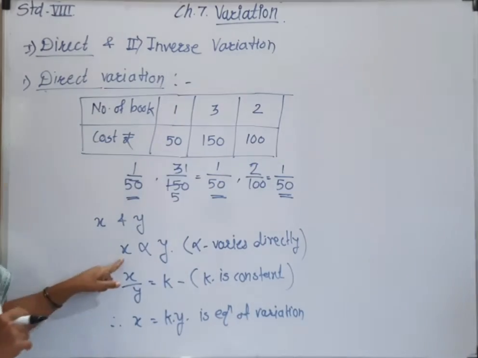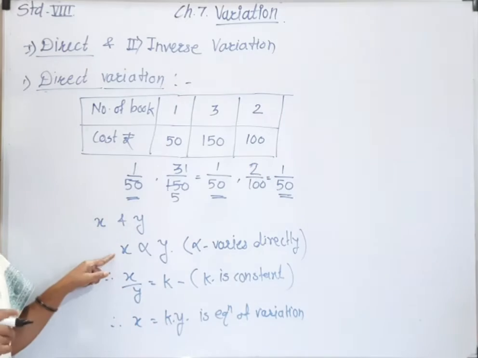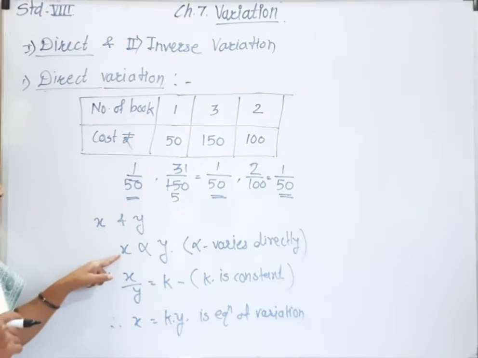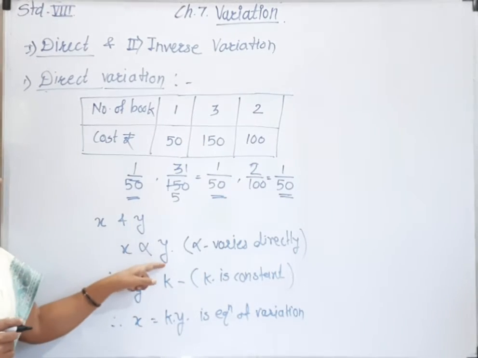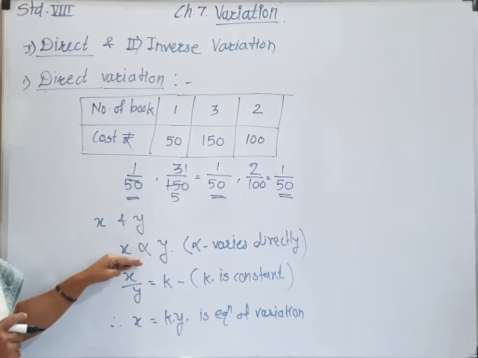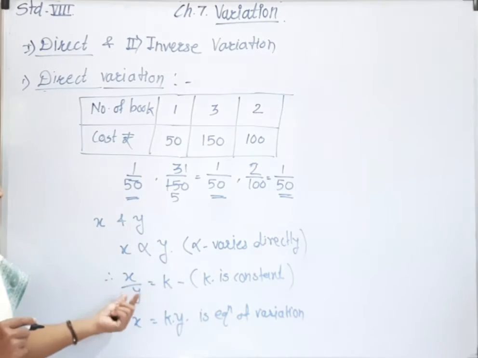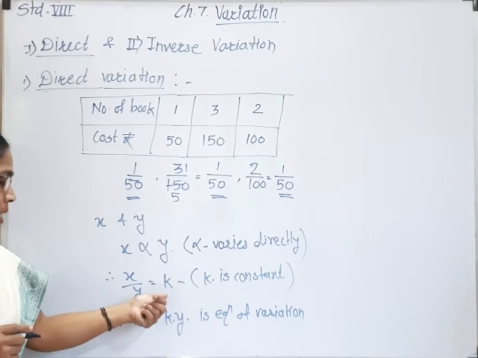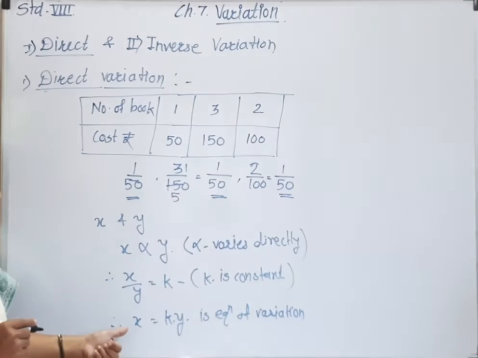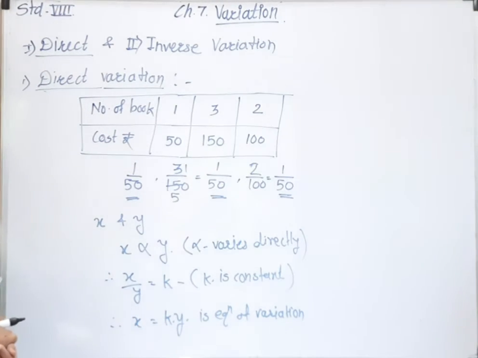From this symbol we understand that at the rate at which the value of x is increasing, the value of y is also increasing. That's why x varies directly as y, k is a constant, and x is equal to ky is the equation of variation.